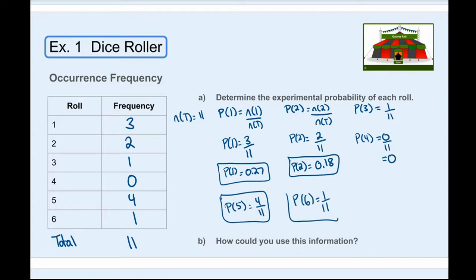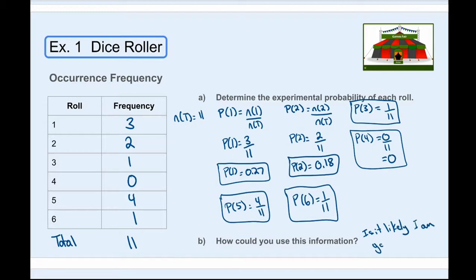You're going to look, if your goal is to win, which it should be, you want to get points. How could you use information? Well, you could ask the question, is it likely I'm going to win? Or you could think of, should I be playing this game? Do I want to play this game? Something along those lines.